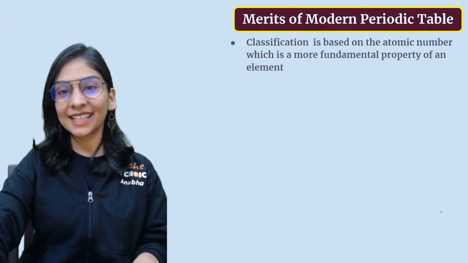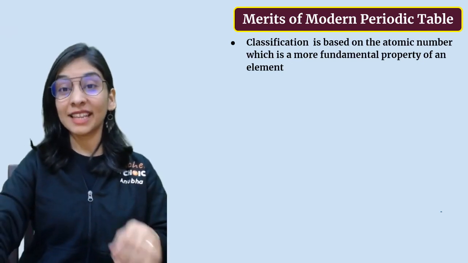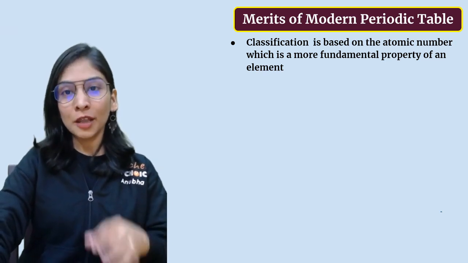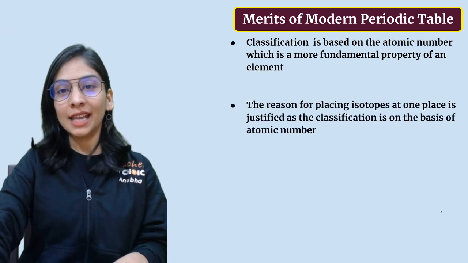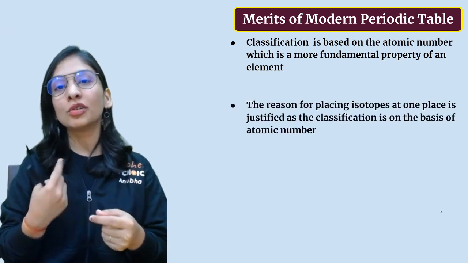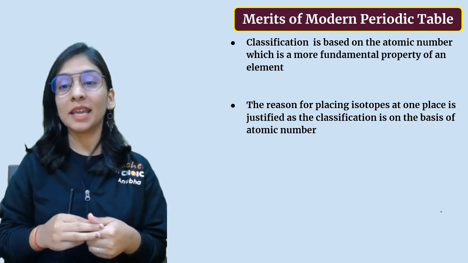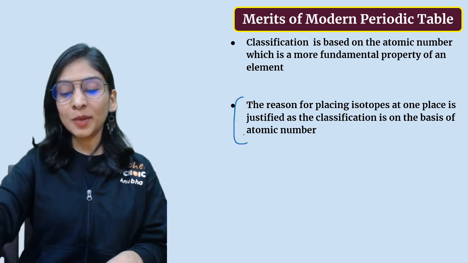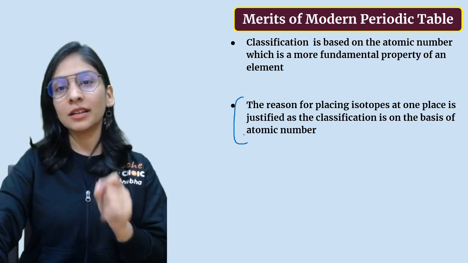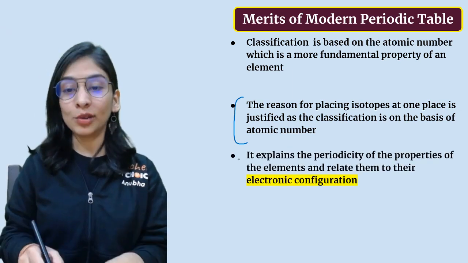This will work, right? So what are the demerits of this modern periodic table? Why is this the best till now? Because classification is based on the atomic number, which is a more fundamental property, and the isotopes problem is solved. An element is not going to repeat because of having more than one mass. We place them at one position, like chlorine 35 and 37, but we just write chlorine, taking the average mass with abundance into consideration.